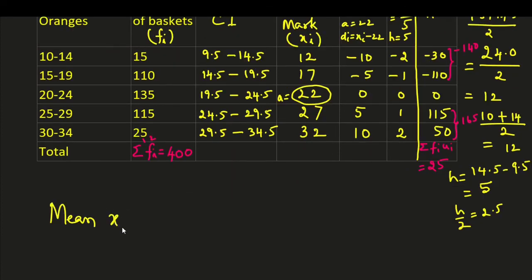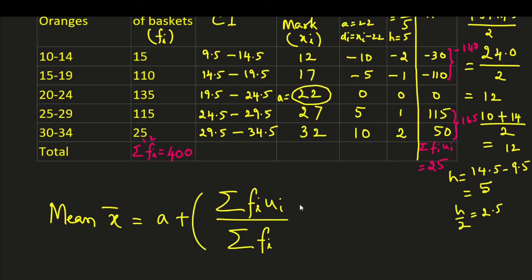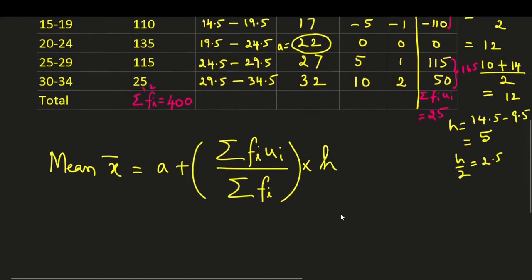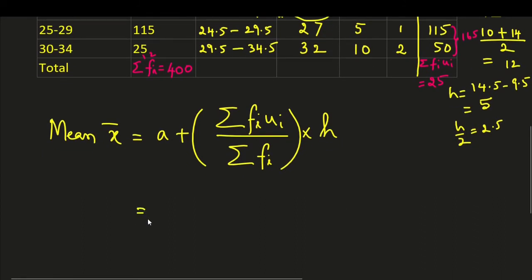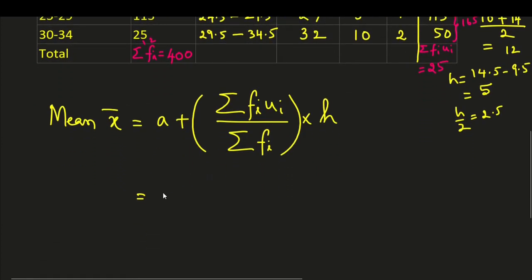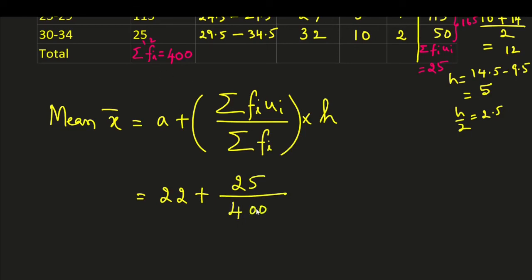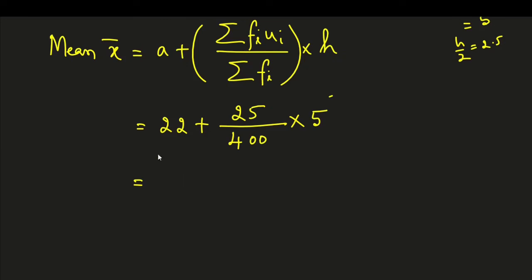Now let us write the mean. Mean x bar is equal to a plus sigma fi ui by sigma fi into h. Now substitute the values. A we have chosen is 22. 22 plus sigma fi ui, we are getting 25, by sigma fi is 400, into h is 5. Now let us calculate: 22 plus this is 125 by 400. Let us divide 125 by 4.